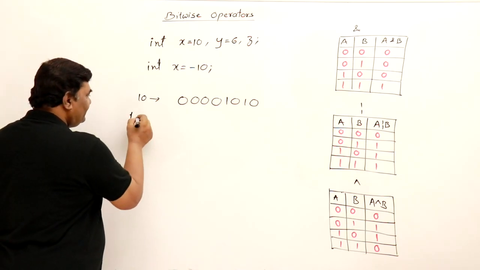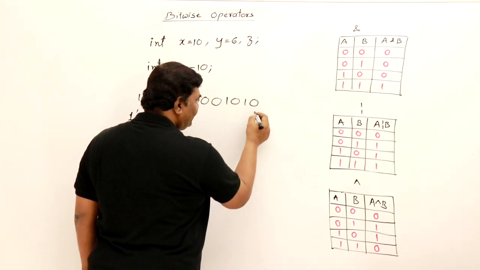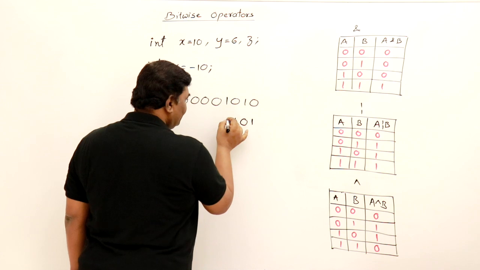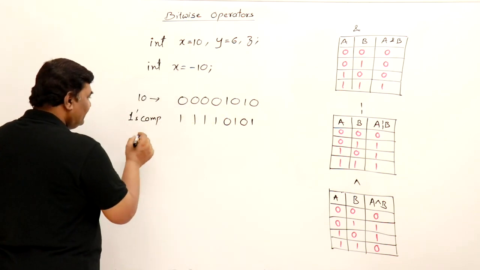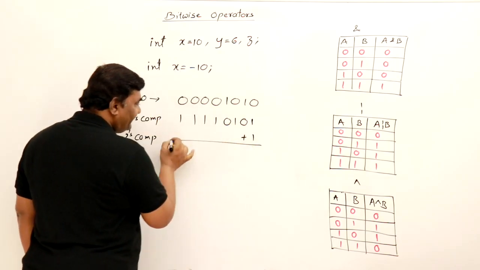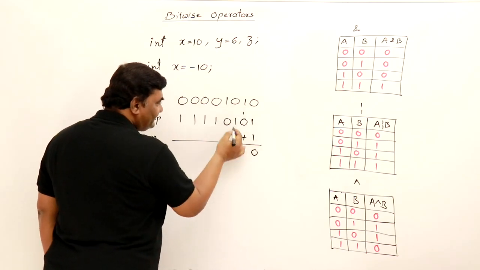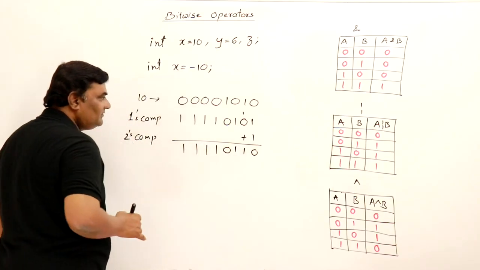So first of all, find the 1's complement. In 1's complement, every bit is inverted. So this becomes 1 and this becomes 0, 1 and 0, 1, 1, 1, 1. This is in 1 byte. Now next is the 2's complement. For 2's complement, add 1 to this 1's complement. So 1 plus 1 is 0, carry 1, and that 1 as it is. This is 1 and 0, 1, 1, 1, 1.